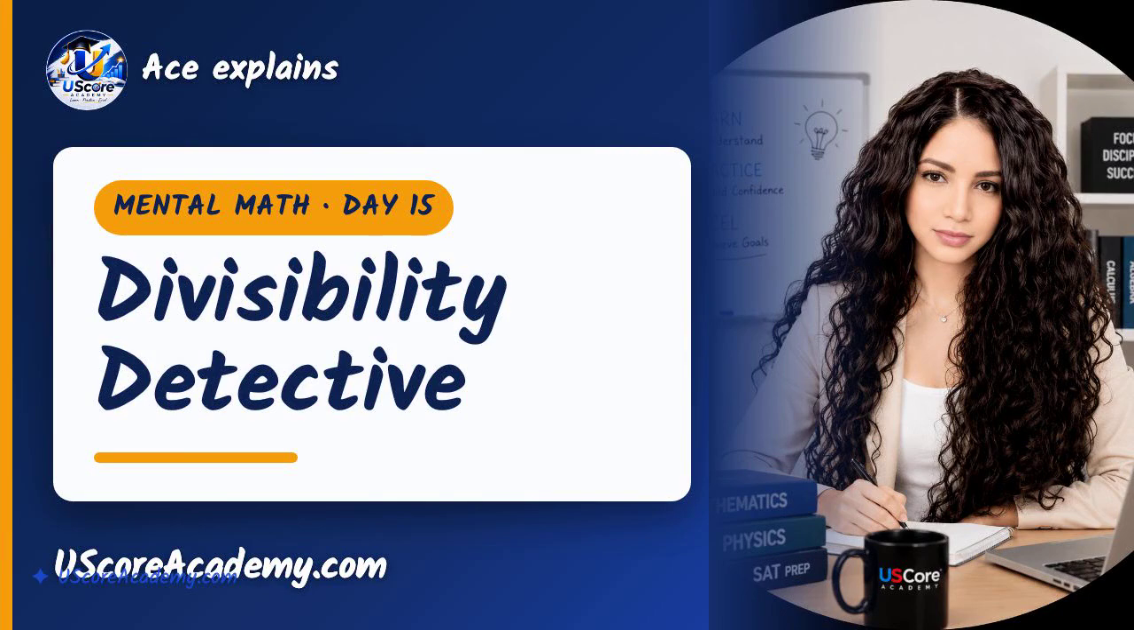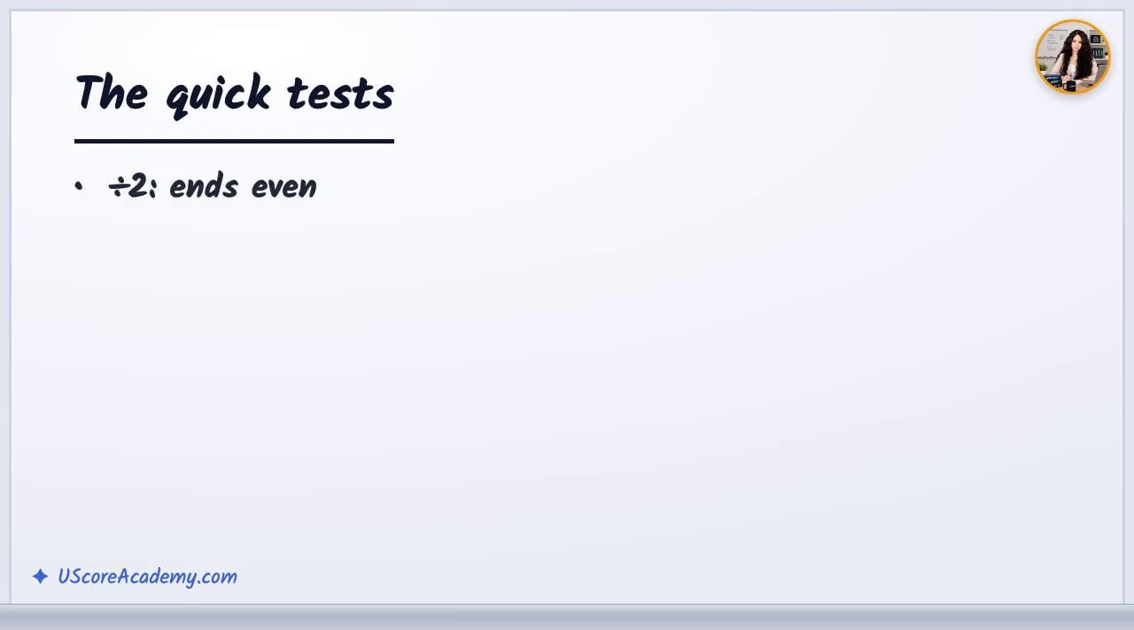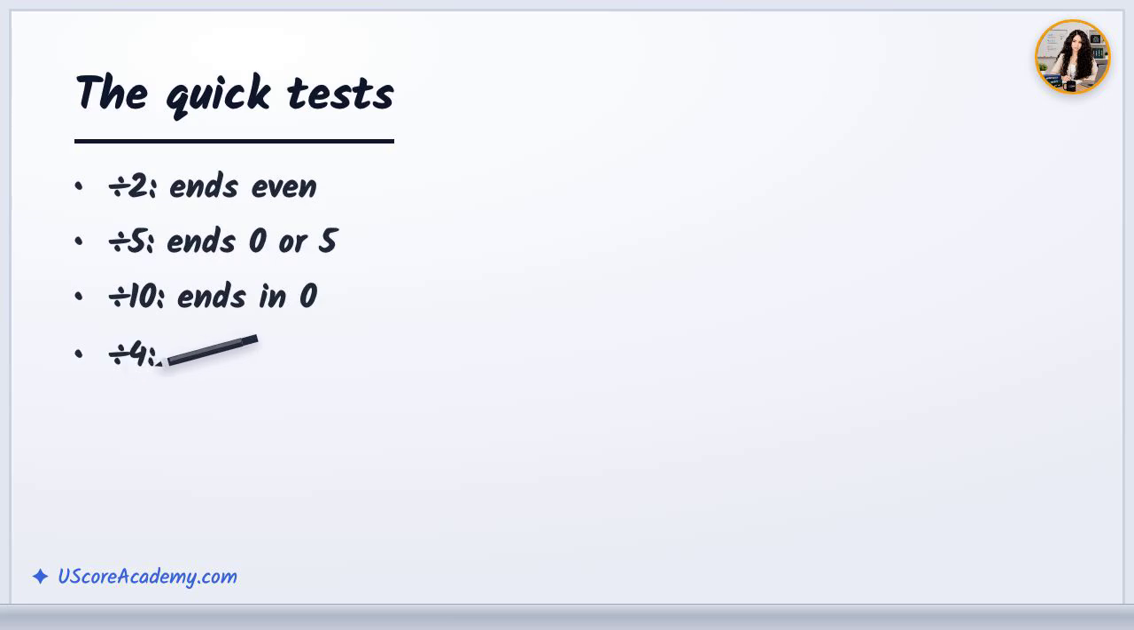Let's learn Divisibility Detective together, step by step. Before you divide, it helps to know if a number divides evenly at all. Some tests just look at the last digits. A number divides by 2 if it ends even, by 5 if it ends in 0 or 5, and by 10 if it ends in 0. For 4, check if the last 2 digits divide by 4.